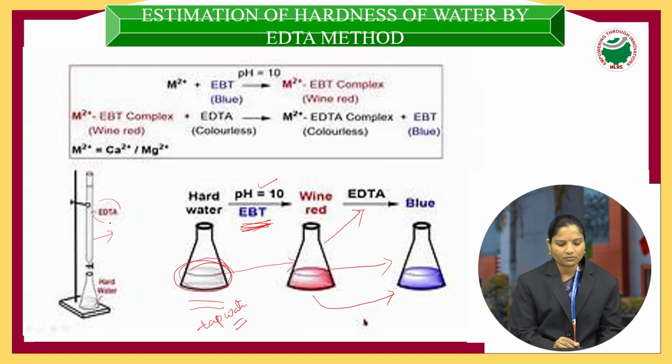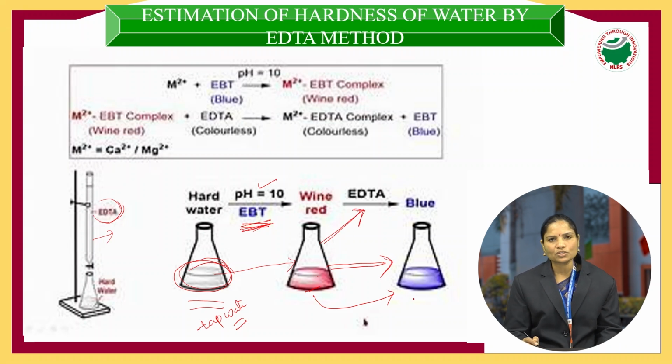Then our burette is filled with the EDTA solution. This wine red color solution will turn to pale blue when it is titrated with our EDTA solution. Then you have to stop the titration and see the burette reading. That end point burette reading is equal to the volume of EDTA solution. From that volume of EDTA, we find out the determination of the permanent hardness of water from our fourth step only.